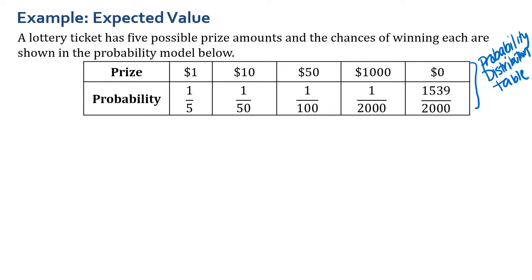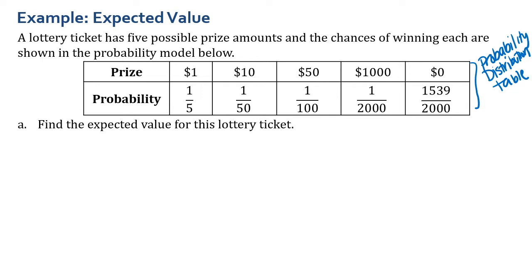Prize of $10, the probability you'd win that is 1/50th. The prize of $50, the probability you'd win that is 1/100th. The prize of $1,000, the probability you'd win that is 1/2000. And then the prize of winning nothing, which would be $0, the probability of that is 1,539/2000.